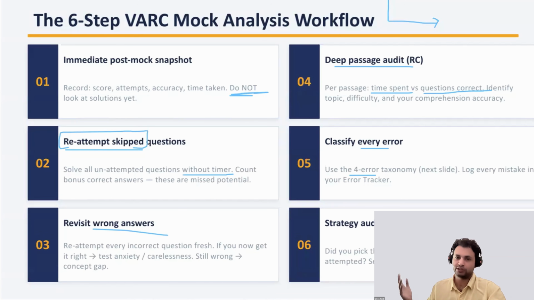Maybe for para jumbles, it's going to be the flip for almost all of you. You spend a lot of time doing that, and even then your accuracy is pretty low. So maybe you need to solve more para jumbles. You need to spend more time just practicing para jumbles in that particular case, right?